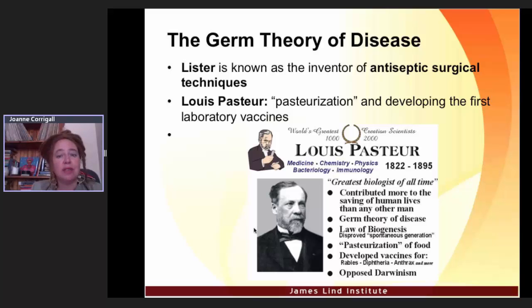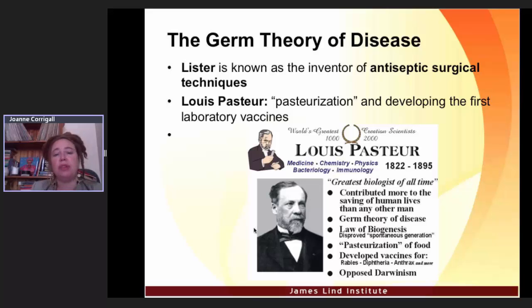And he also developed the first laboratory vaccines. And you can have a look there. I found a very nice newspaper heading where they've summarized some of Pasteur's achievements. And as you can see, the germ theory of disease appears there, and pasteurization. And you can see there the kinds of vaccines he developed: rabies, diphtheria, anthrax.